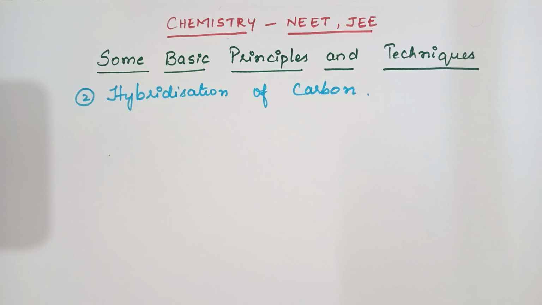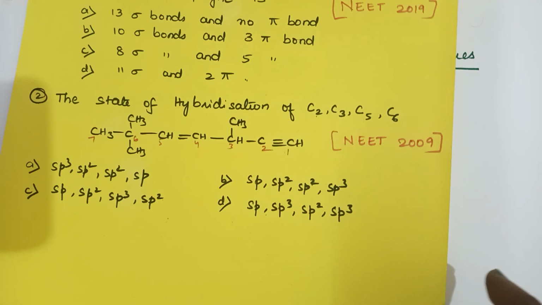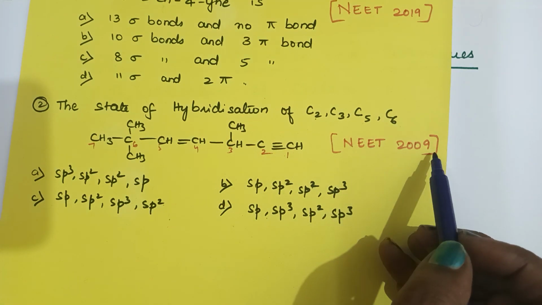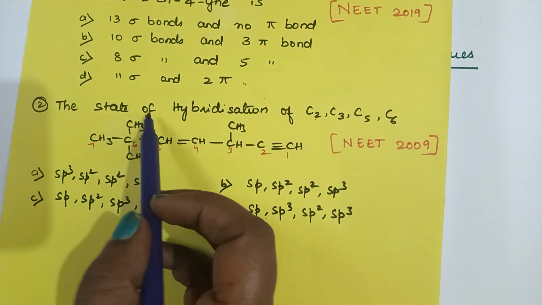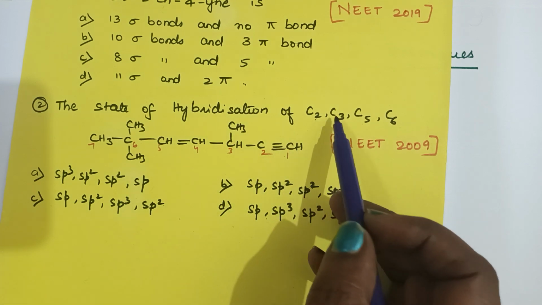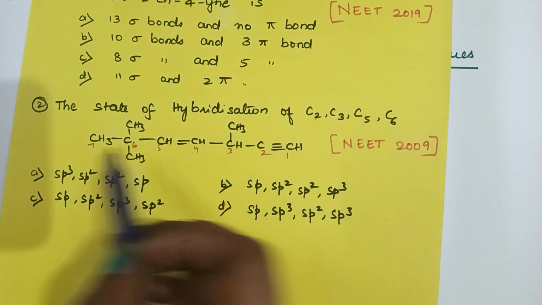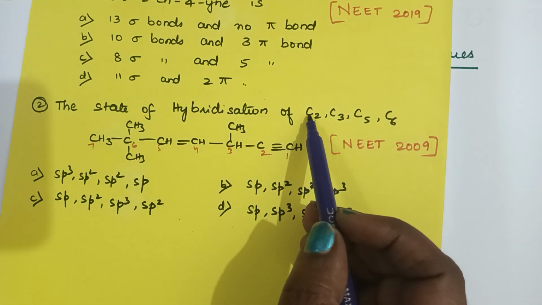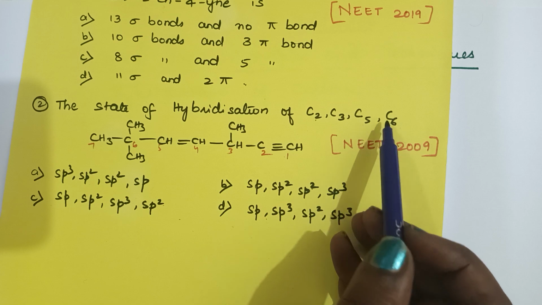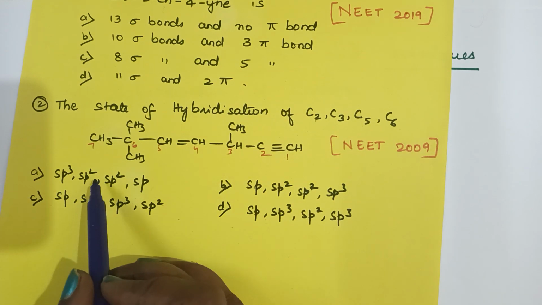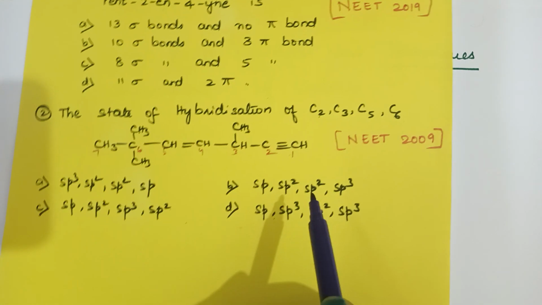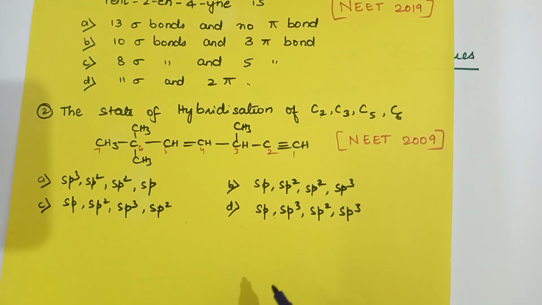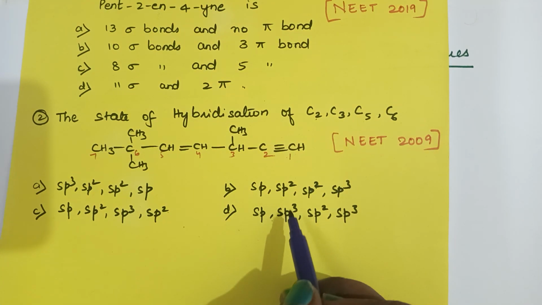So how will the question be asked in the NEET examination? Here you can see NEET 2009: the state of hybridization of C2, C3, C5, C6. A molecule is given, and you have to find the hybridization of carbon 2, carbon 3, carbon 5 and carbon 6. Here you can see 4 options are given. The question will be asked like this. So how to solve this? We will solve this at the end of the video.